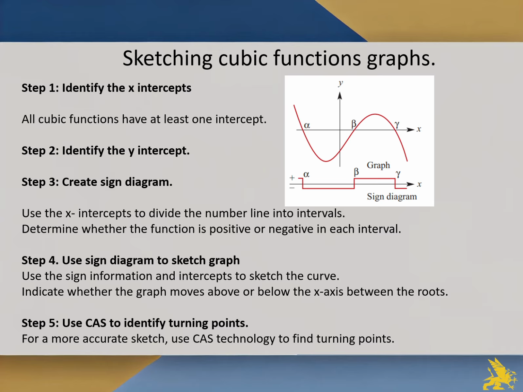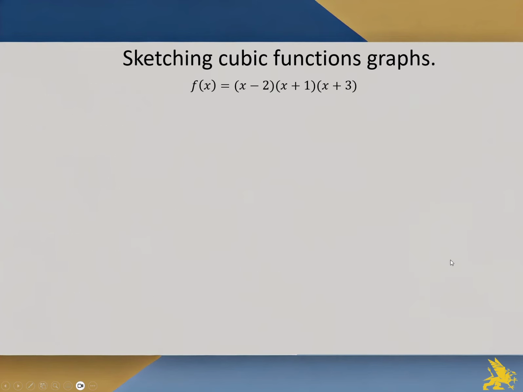There is other methods to do this, but we're just going to focus on the CAS for this stage. So we'll start off with sketching the cubic function graph of f of x is equal to x minus 2 in brackets, x plus 1 in brackets, and x plus 3 in brackets. So the step one is just identify the x-intercepts.